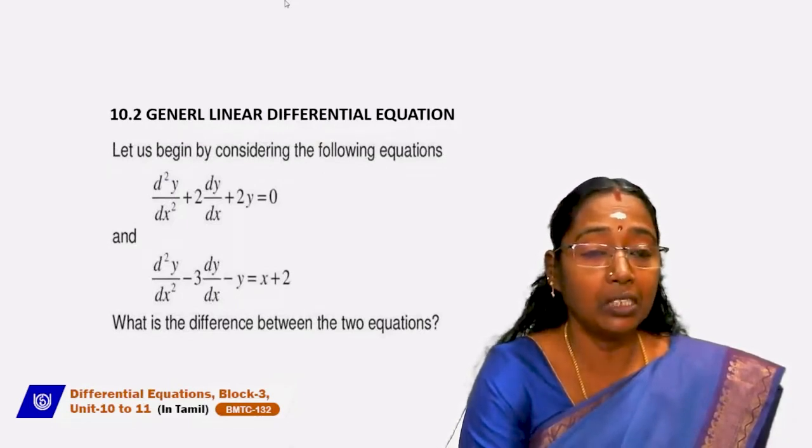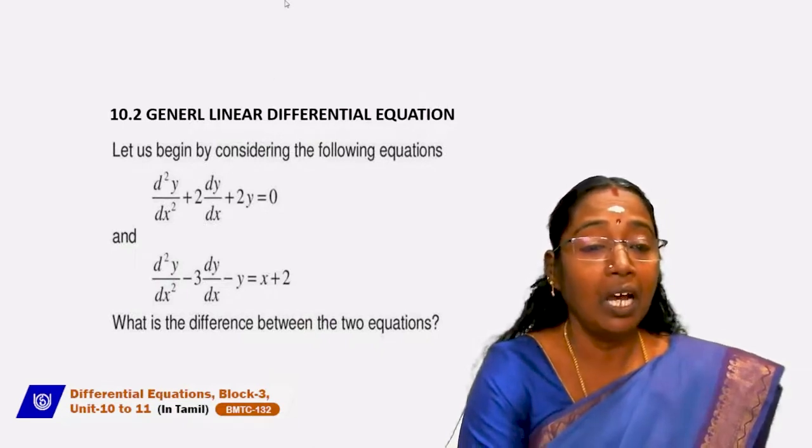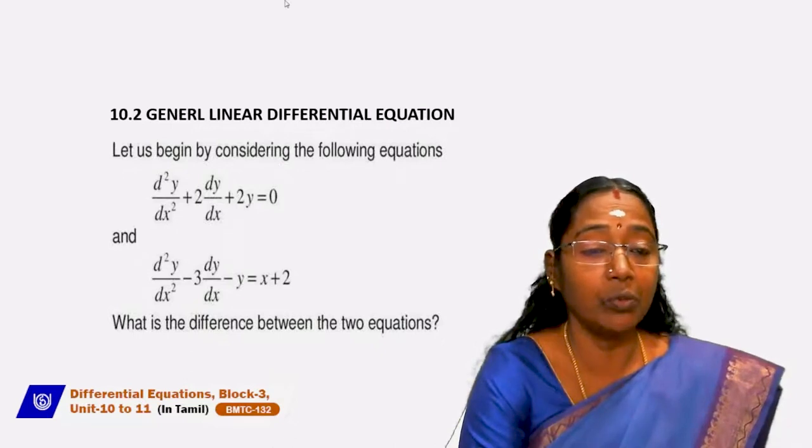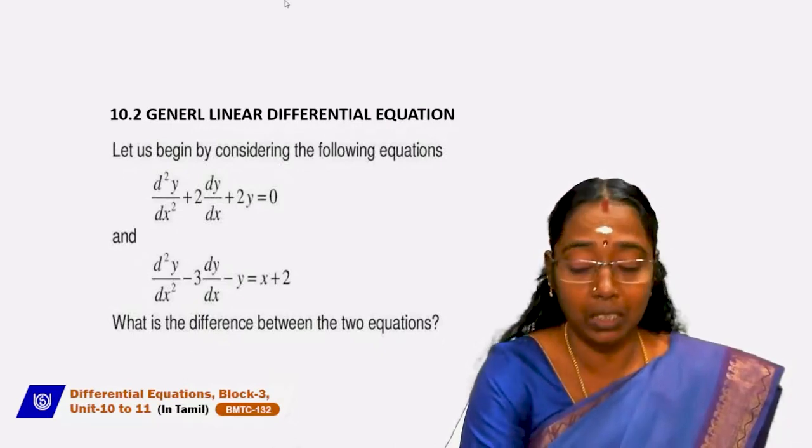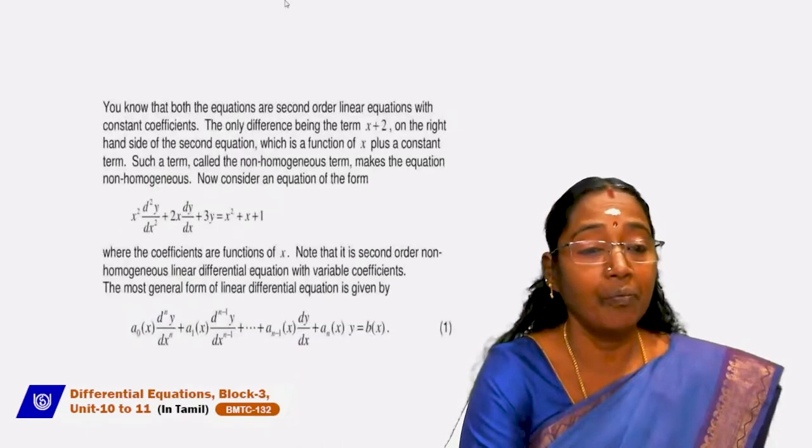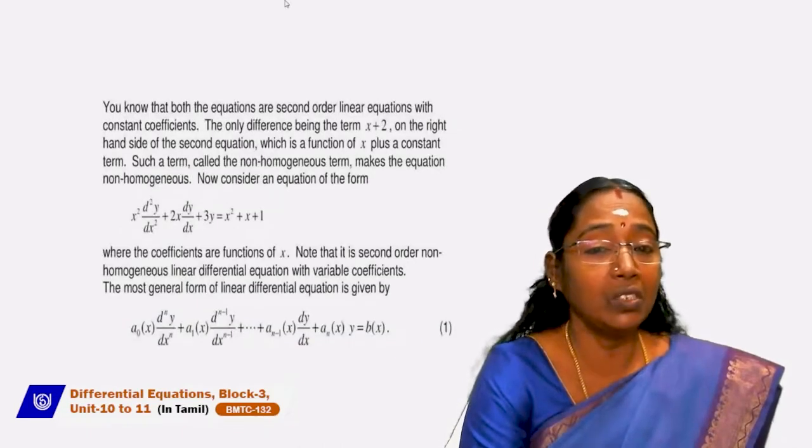d squared y by dx squared plus 2 into dy by dx plus 2y equal to 0. And d squared y by dx squared minus 3 into dy by dx minus y equal to x plus 2. What is the difference between these two equations? Now, you know that both the equations are second order linear equations with constant coefficients.